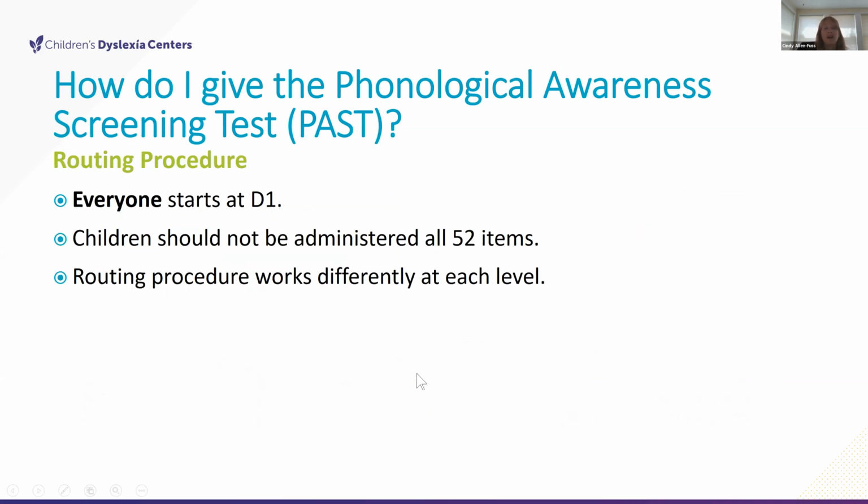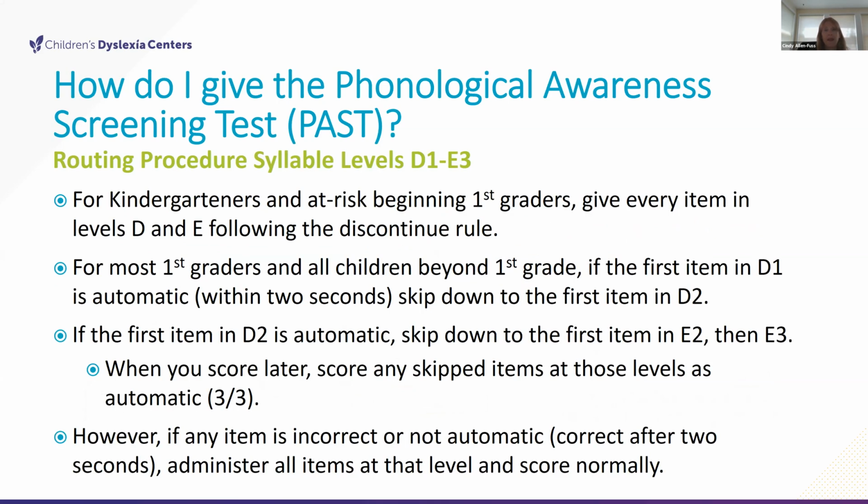How do I give the phonological awareness screening test? Well, there's a routing procedure, and we're going to talk about that, but everyone starts at D1. However, children should not be administered all 52 items. The routing procedure works differently at each level. And this is why it's important that you need to know the child's grade.